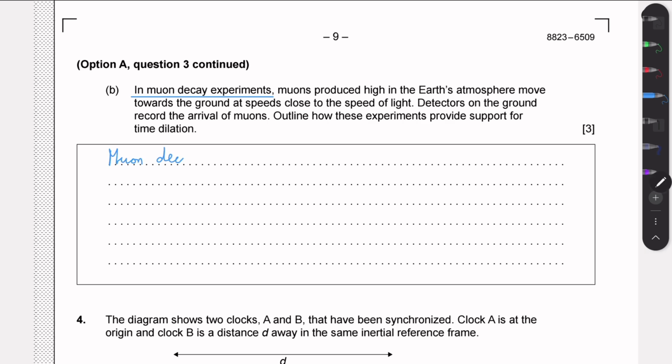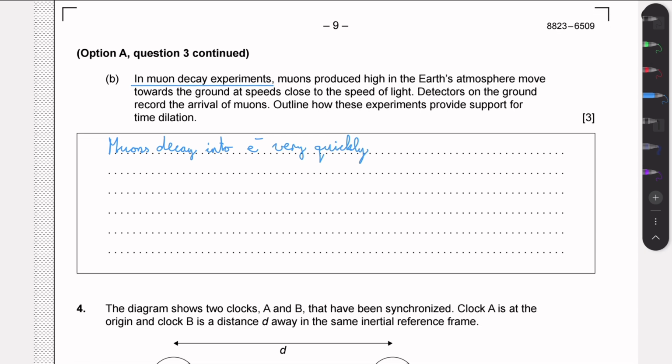So muons decay into electrons very quickly. They have a very short half-life. And so what we would assume is that if they're very high above in the atmosphere on the Earth, we would detect the arrival of electrons, because the muons decay very quickly and then the electrons will be just traveling down back to Earth.